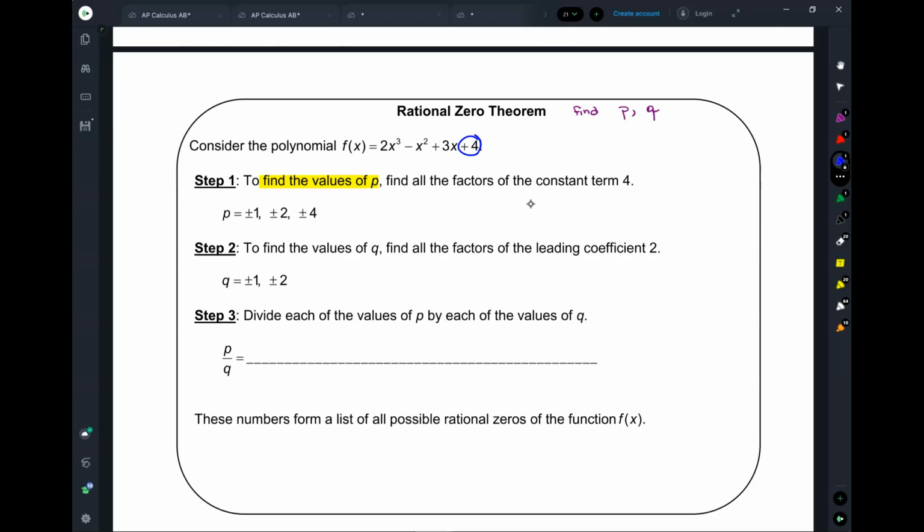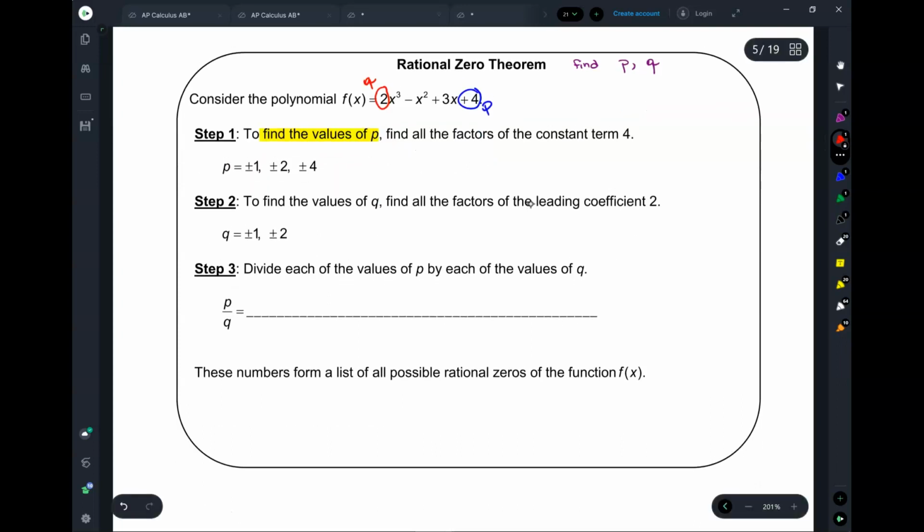Next, this gives you the values for P. For Q, we go to the leading coefficient and find the factors of 2. What are the factors of 2? 1 times 2, or -1 times -2. So ±1, ±2. Now, here's the good part. We have to divide each of the values of P by the values of Q. So 1 divided by 1 and 2, 2 divided by 1 and 2, 4 divided by 1 and 2.